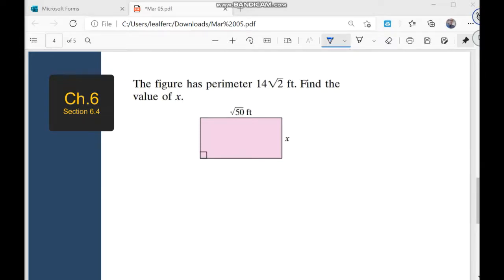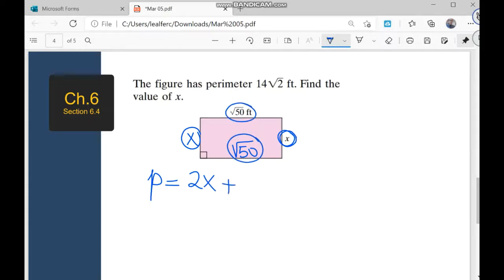Let me show real quick this example as well, because this is similar to another question of the quiz. Now, on this, we have the rectangle, and we don't want to find the perimeter. We want to find x. This is slightly different. The perimeter of the rectangle, we know this is square root of 50. This is x. So we add all the sides: x plus x plus square root of 50 plus square root of 50 equals, and the perimeter is given, 14 square root of 2, right?